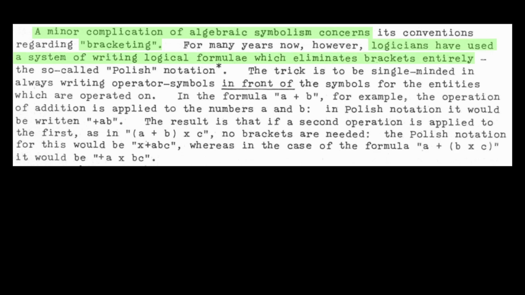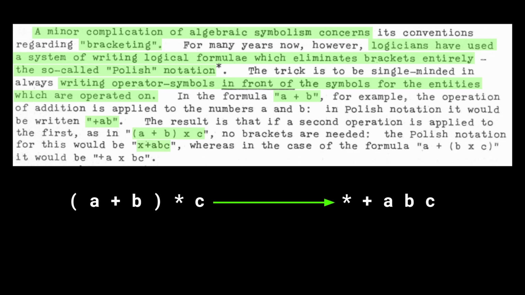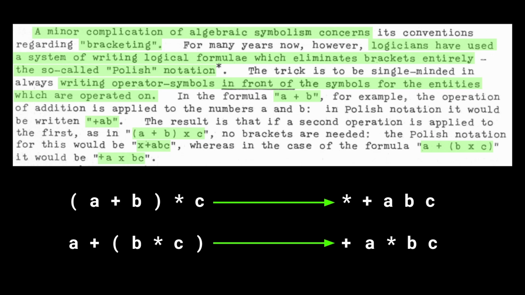So logicians have used a system of writing logical formulas which eliminates brackets entirely, the so-called Polish notation, which consists in writing operator symbols in front of the operands. For example, a plus b becomes plus a b, or (a plus b) times c becomes times plus a b c, and a plus (b times c) becomes plus a times b c.